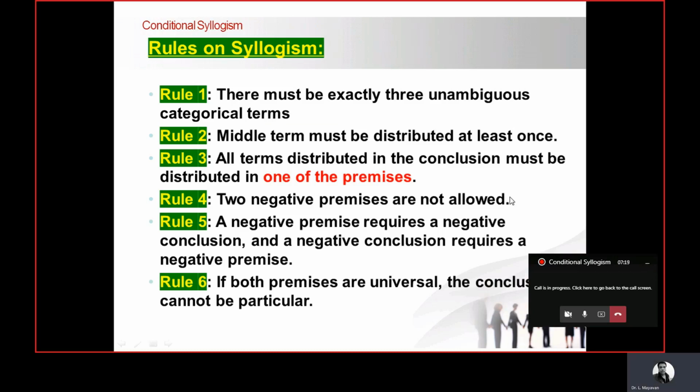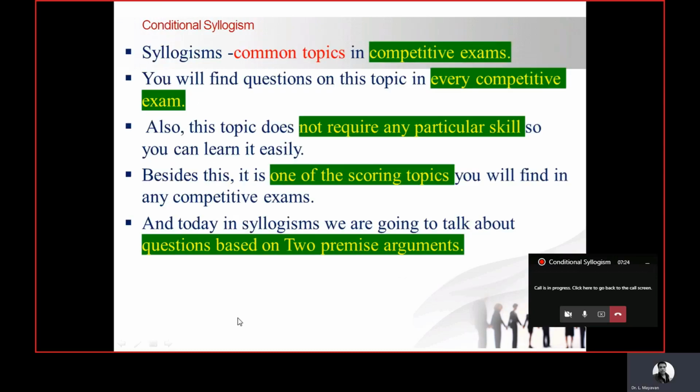So based on these rules, we are going to work out how important syllogism is. Syllogism is a common topic in almost all the competitive examinations. You will find questions on this topic in every competitive examination. Also, this topic does not require any particular skill, so all can learn easily. Besides this, it is one of the scoring topics you will find in any competitive exam.